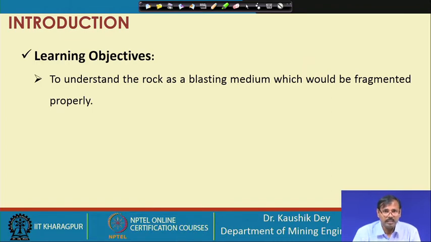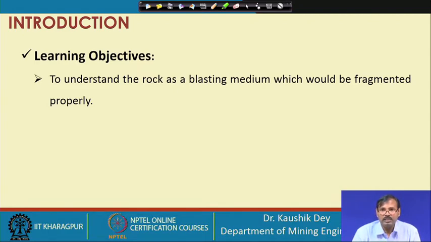First, as we are using explosive to fragment the rock, here the rock is the medium. So, first we need to understand the rock as a blasting medium which would be fragmented properly. That means we have to place the explosive inside the rock. How will it be placed? It should be distributed inside the rock mass. How will it be distributed? It will be spatially distributed, that means distributed in space.